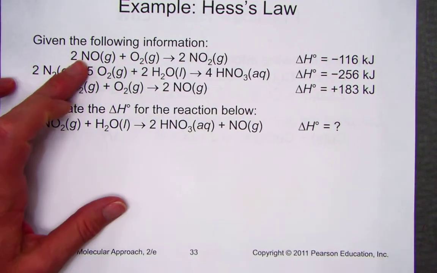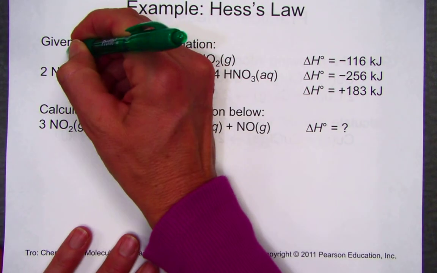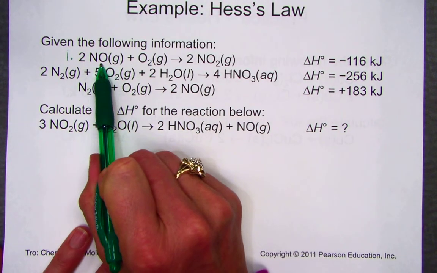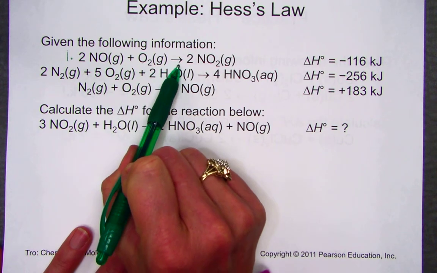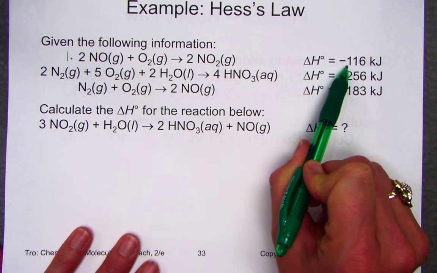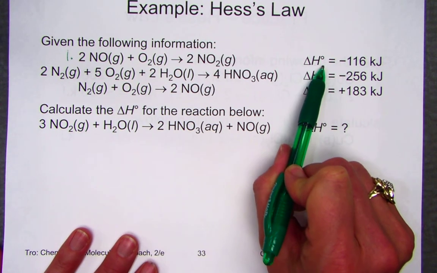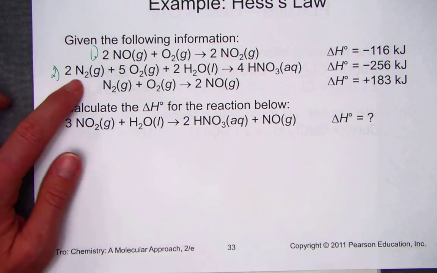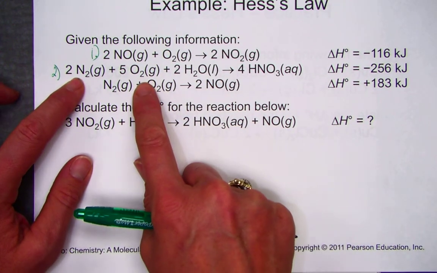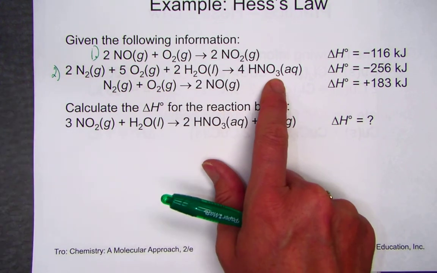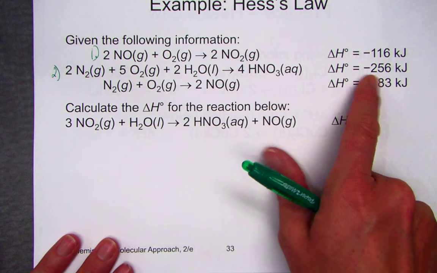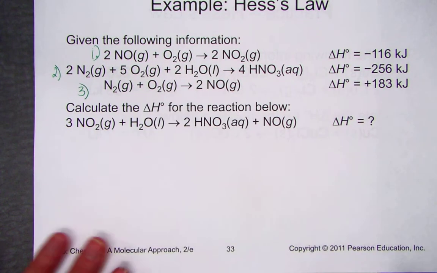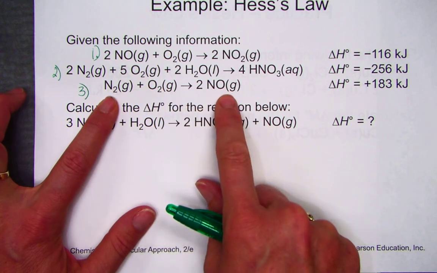Let's model a Hess's law example to see if that helps clarify. Let's examine what we called elementary reactions. Elementary reaction 1: 2 units of NO combine with 1 unit of oxygen to form 2 units of NO2. An exothermic process, 116 kilojoules of heat released. Elementary reaction number 2 says 2 molecules of nitrogen react with 5 of oxygen and 2 of water to form 4 HNO3s, an exothermic value. And there's a third elementary reaction. Nitrogen and oxygen form 2 NOs.